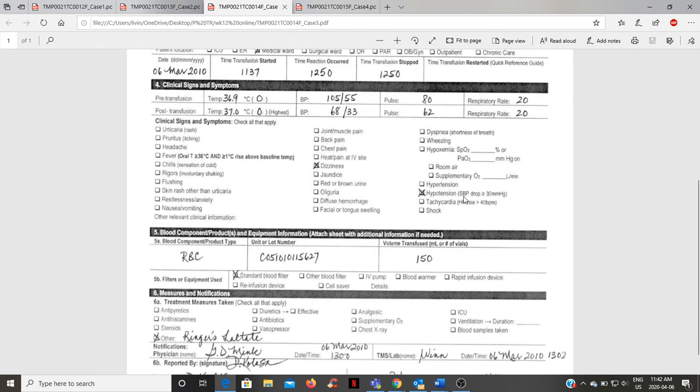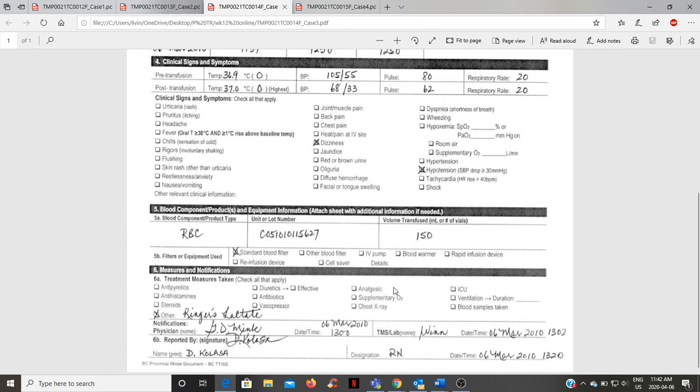So systolic blood pressure, that's what SBP means here. Systolic blood pressure drop of greater than 30 millimeters mercury. So that's this 105 to 68. That's the number they're looking at there. She got RBCs. There's the unit number. Volume transfused 150 mils.